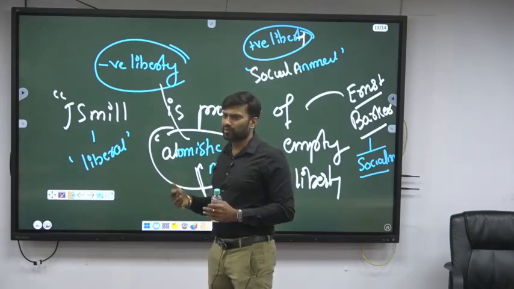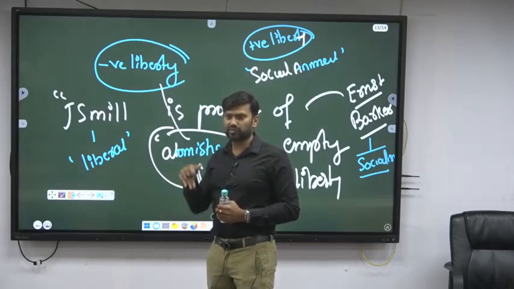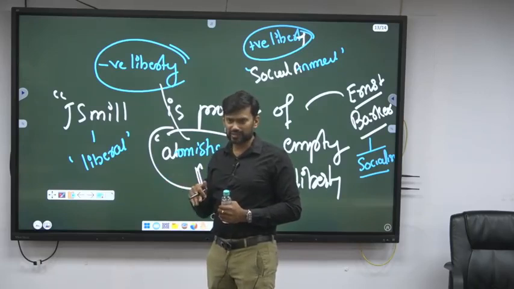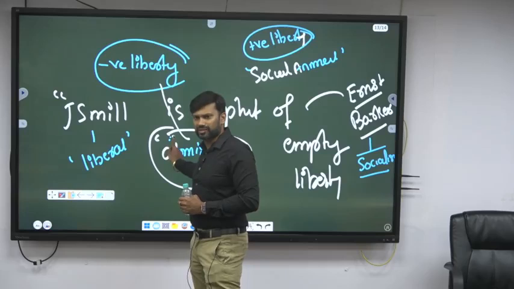So for example, how do you freely express yourself? Only when you have education. Who should give you that education? The state has to give you that education. But Mill does not speak anything about that. He is only speaking about freedom of speech and expression. So it is meaningless. Simple.